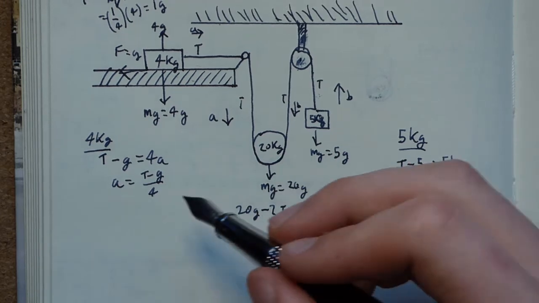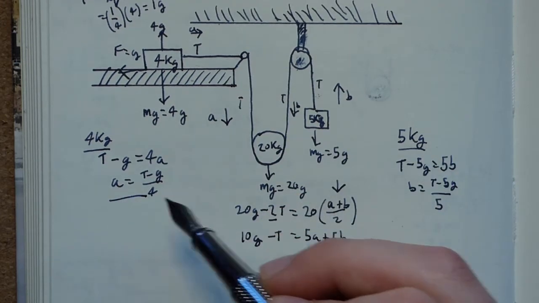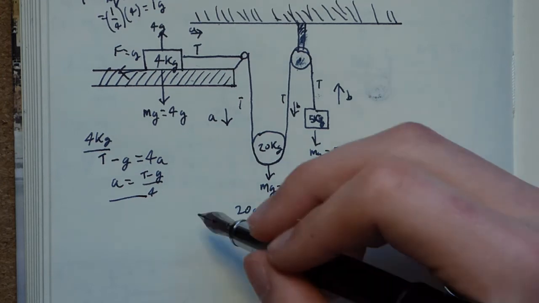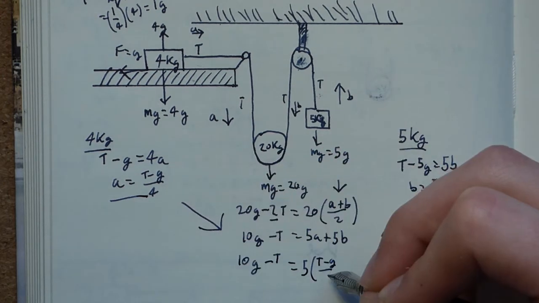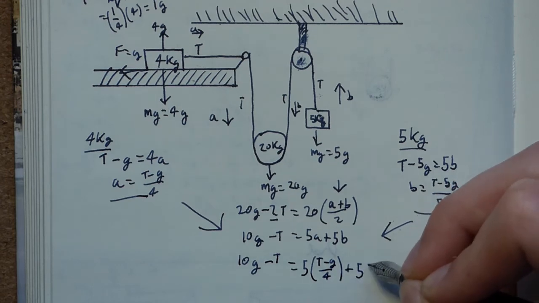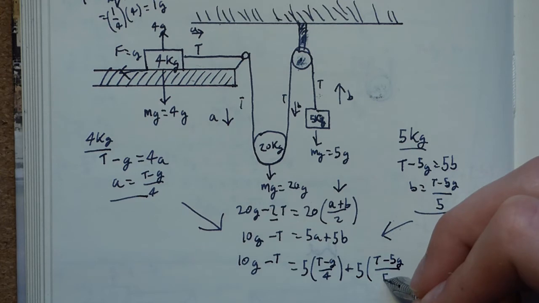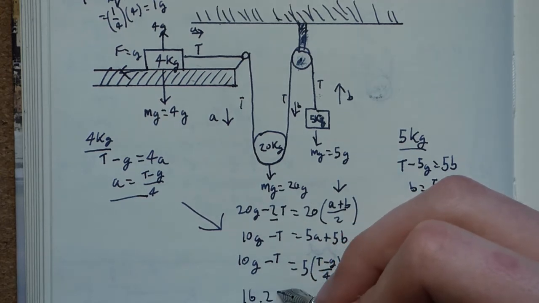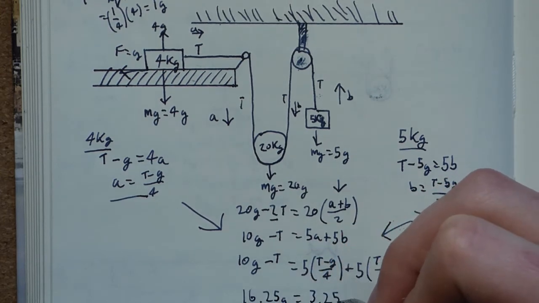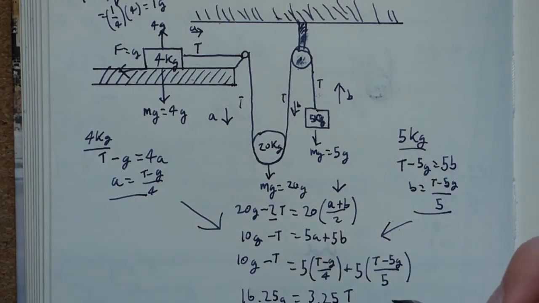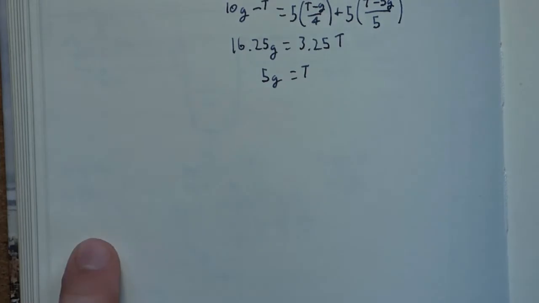So then earlier on we wrote A and B in terms of T and g, so we're just going to rewrite the whole thing in terms of T and g, because then we only have one unknown, T, and so then we'll be able to write T in terms of g. I'm sorry to go out of frame, but you get 16.25g is equal to 3.25T, so 5g is equal to T.